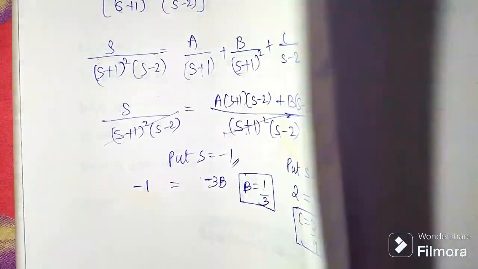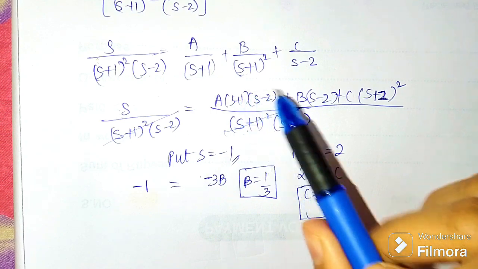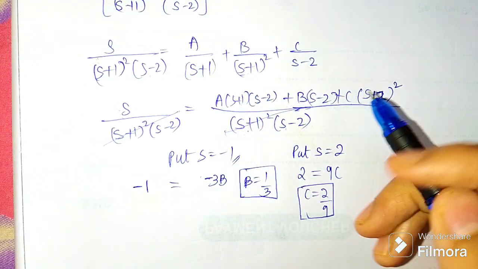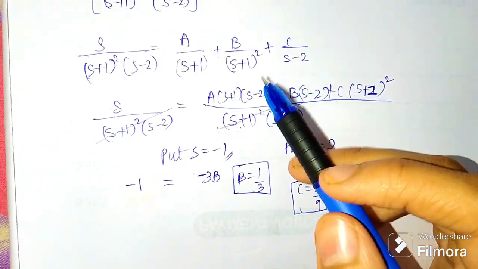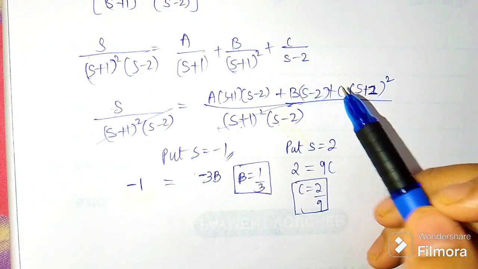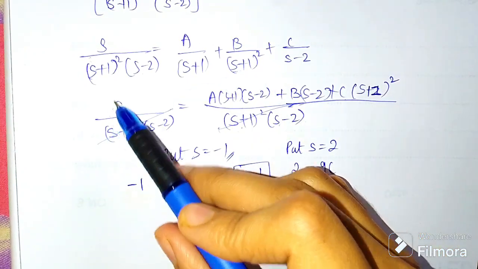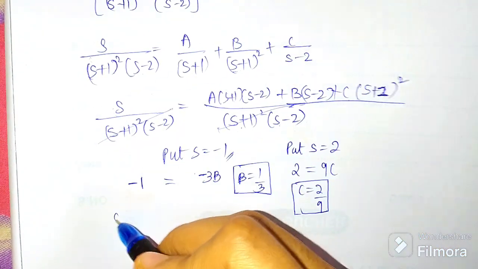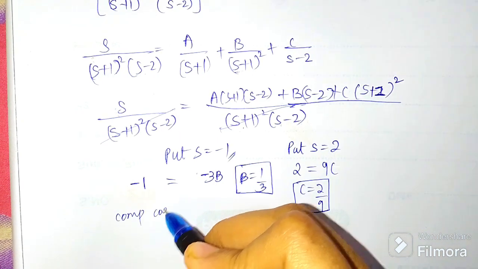Next, to get the a value, either you put s is equal to minus 1 or s is equal to 2. This won't work. So how to get the a value? We will compare the coefficient of s. So this side, see, the coefficient of s is 1. So write, comparing the coefficient of s.